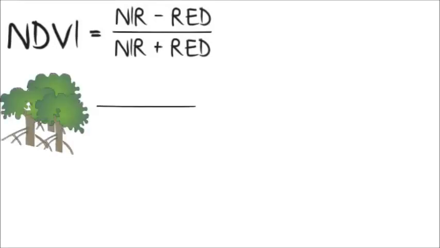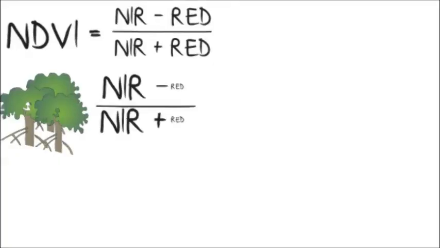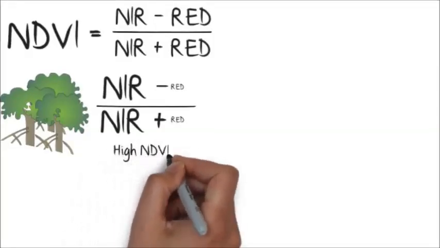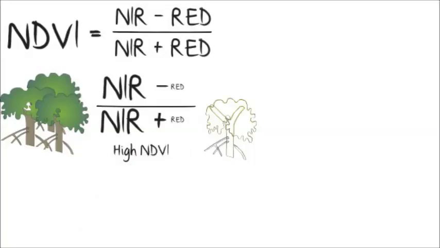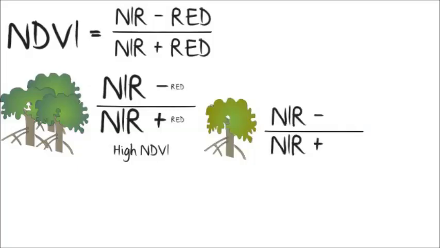Back to our healthy, dense vegetation. With its high near-infrared and low red reflectance, the near-infrared value dominates the NDVI equation. The NDVI will therefore tend towards +1. With the less healthy vegetation example, the red reflectance plays more of a role and therefore decreases the overall NDVI value, but will still remain positive.